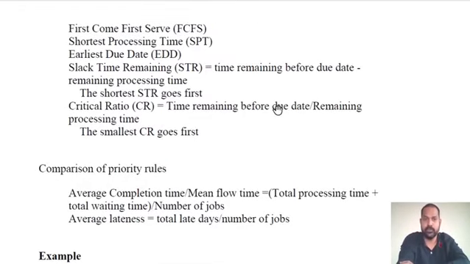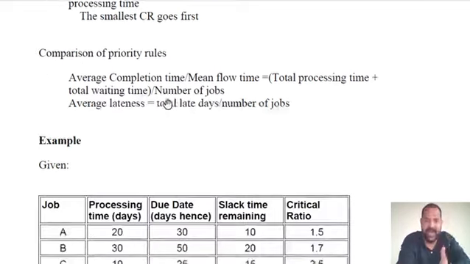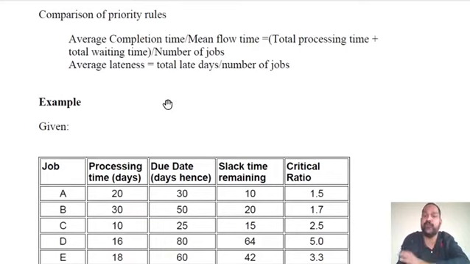What do you want me to do? So what I'm going to do is sequence them according to first come first serve, shortest processing time, earliest due date, least slack time, and critical ratio. These are the ways in which I'm going to sequence them, and after doing that, I'm going to find a few things. Number one, something called an average flow time or a mean flow time.